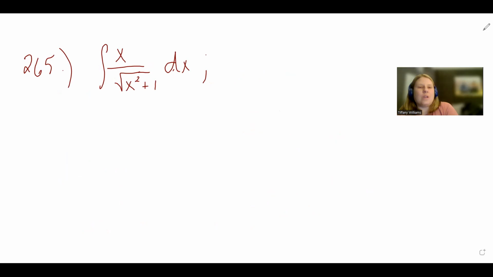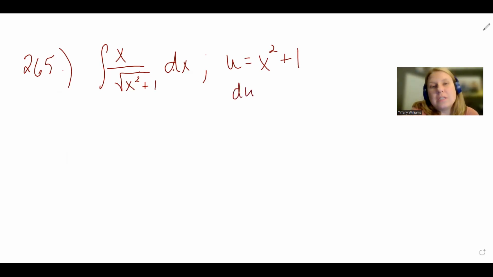On this one, notice my composition actually occurs in that square root of x squared plus 1. That's where I've got the composition. So my u, I'm going to make x squared plus 1, what's underneath that square root. And that's actually the u that they give us in the book. So I'm going to go ahead and take the derivative of my u. So du dx equals, because I'm taking the derivative with respect to x.